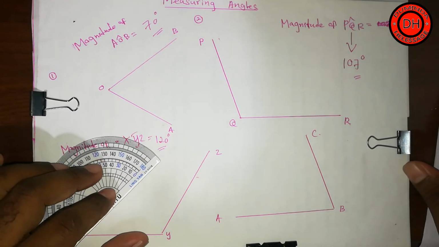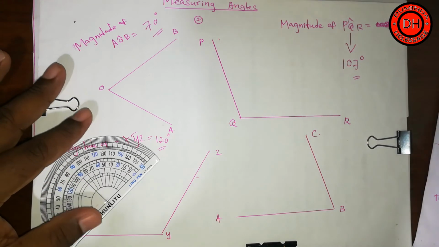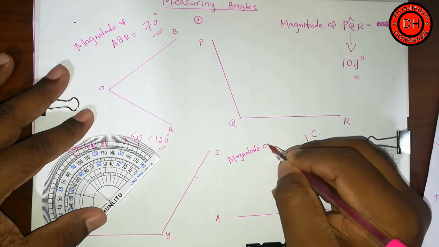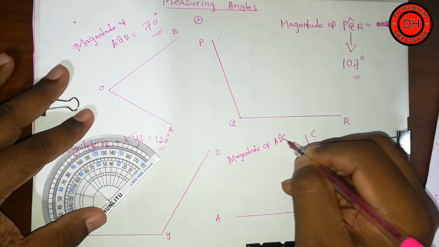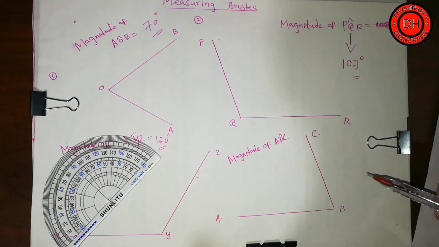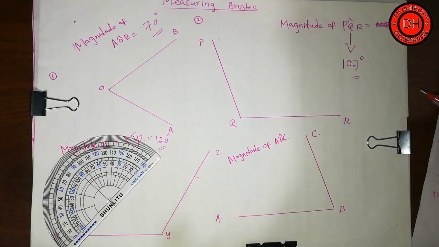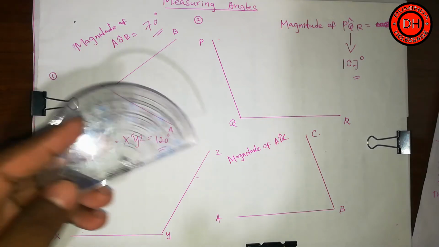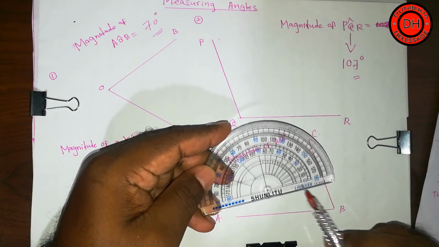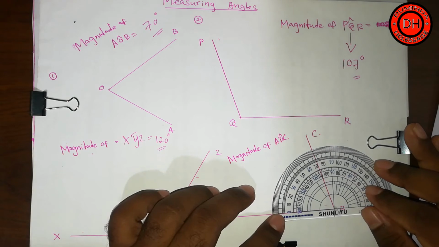We have another angle here, ABC. So I am going to measure the magnitude of the angle ABC. Remember, AB and BC are arms of the angle and B is the vertex of this angle. So, to measure this angle, place your protractor so that the origin point and the baseline coincide with the vertex B and the arm AB, like this.